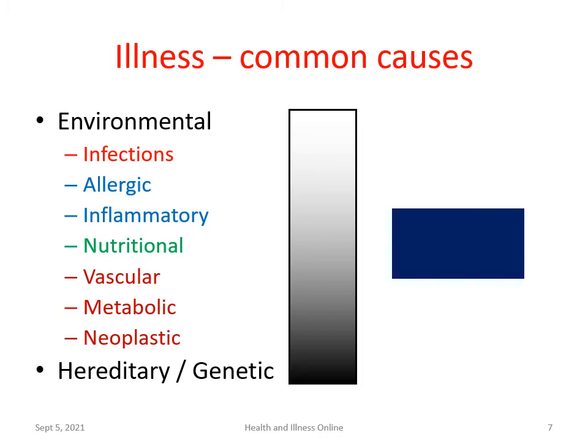Those factors are infection, allergic disorders like asthma, inflammatory disorders like rheumatoid arthritis, nutritional disorders can occur, for example, deficiency of vitamin A, C, D, B12, for example. And then there are lots of vascular and metabolic factors. Those constitute the non-communicable diseases like cardiovascular disease, ischemic heart disease, diabetes mellitus, and so on and so forth. And then obviously the neoplastic disorders or cancer.